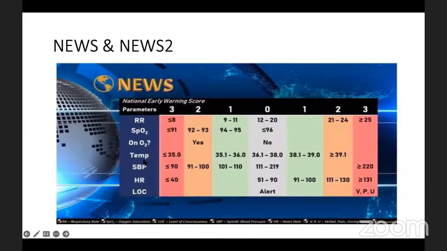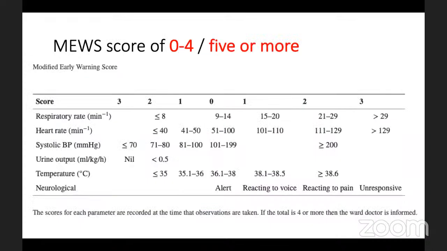Here, the temperature has been considered as a parameter. Okay, and the margin for this score is 5. If a person has a score of 5 or more, that indicates definite or probable sepsis, right?